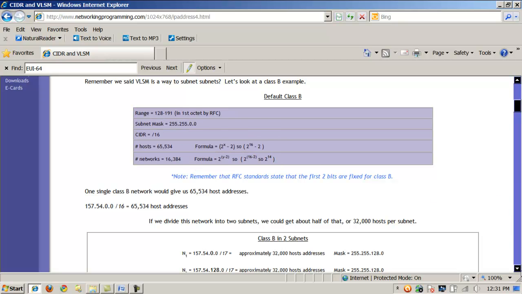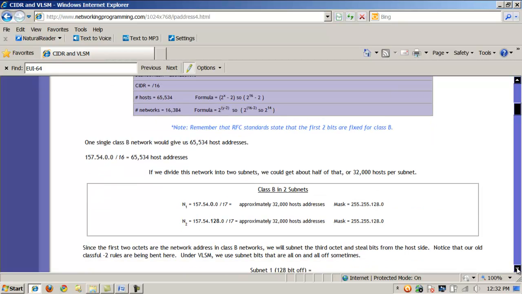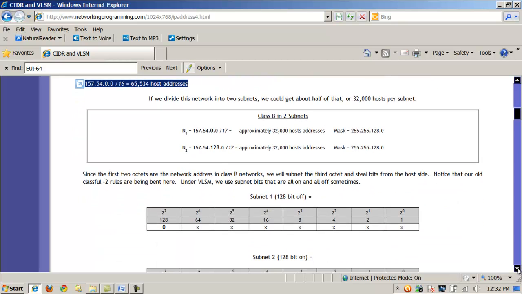And let's look at using contiguous VLSM and subnetting that in a little bit different way than what we're used to according to the classful methods. So if one single class B network gives us 65,534 host addresses, and this would be the CIDR notation, if we were to split that in half on the 128-bit, take a look at this byte table down here. Here's our 8 bits in our byte. If we were to use VLSM on this bit here, we could flip this bit on and off.